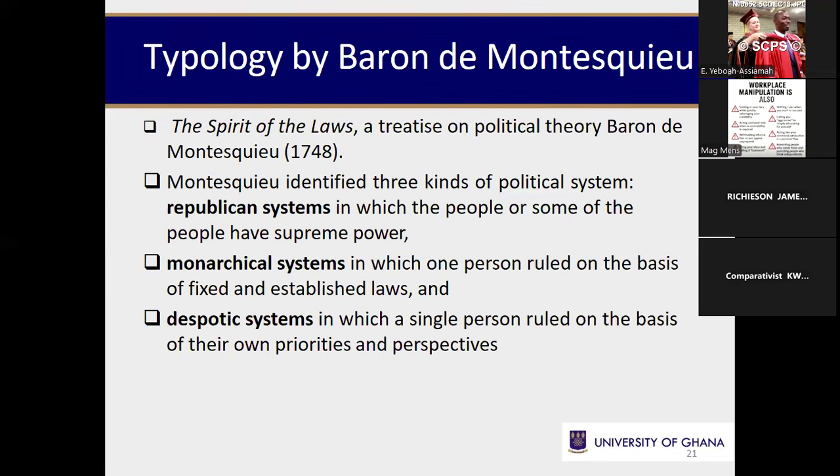He identified three kinds of political systems: whether they were republics, where the people had power and could delegate the power to a government through election; whether it is a monarchical system where power was in the hands of a single person who ruled based on some fixed established laws; or whether it is a despotic system where a single person ruled on the basis of their own priorities and perspectives.